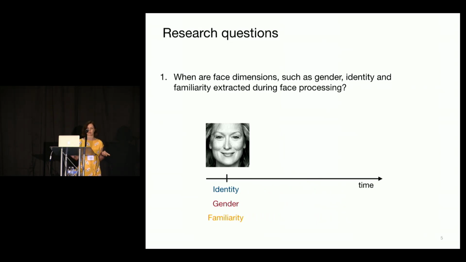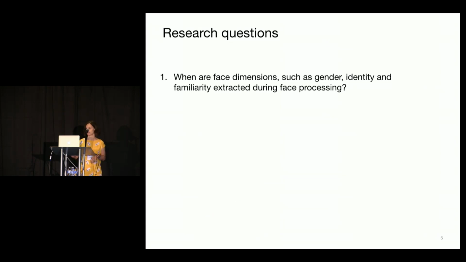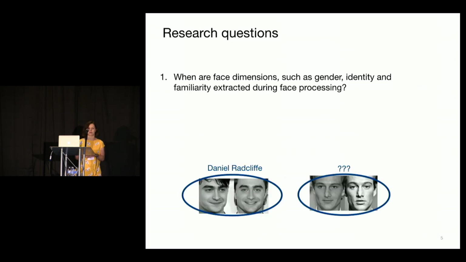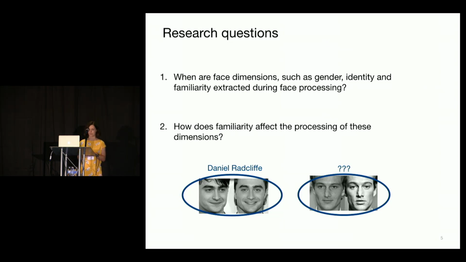The second question, given the demonstration I just showed you at the beginning, is this: our face perception seems to be so much more robust when we have familiar faces than when we look at unfamiliar faces. How does that affect our processing? How does familiarity affect the processing of identity and gender? Can we find a neural signature for that effect?